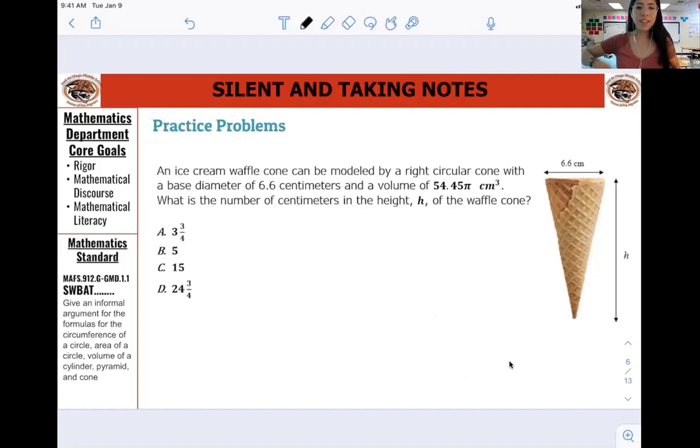All right. So there's our results. We were between B and C, but most of you chose C, and that is the correct answer. So let's take a look.